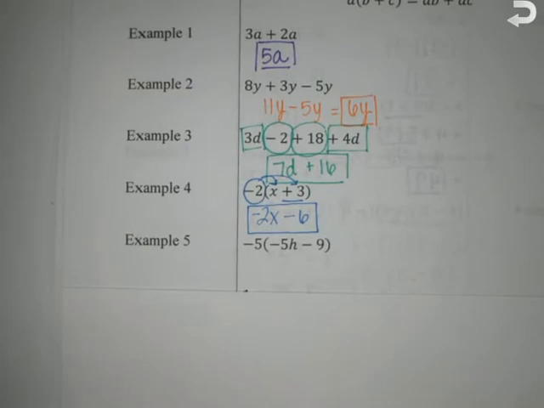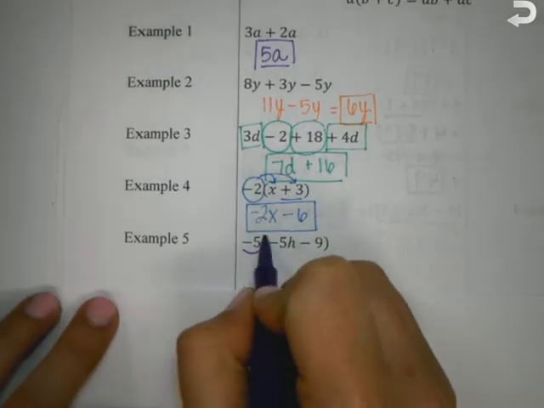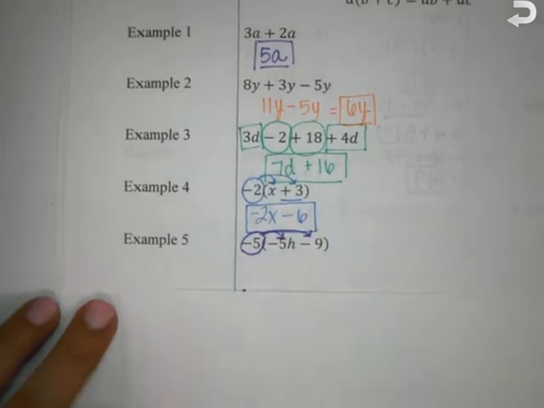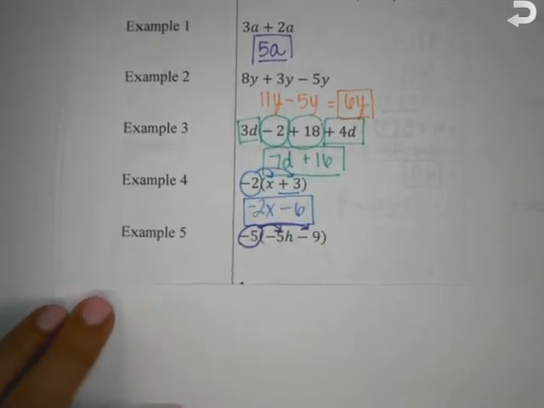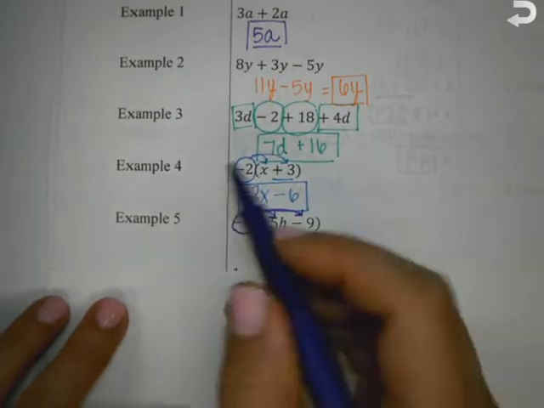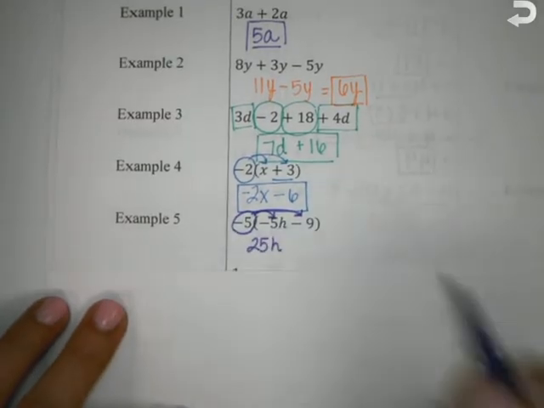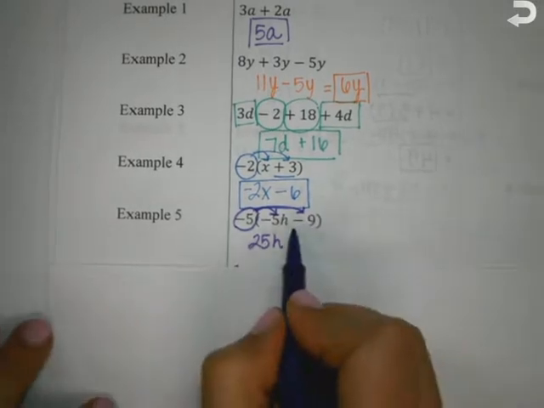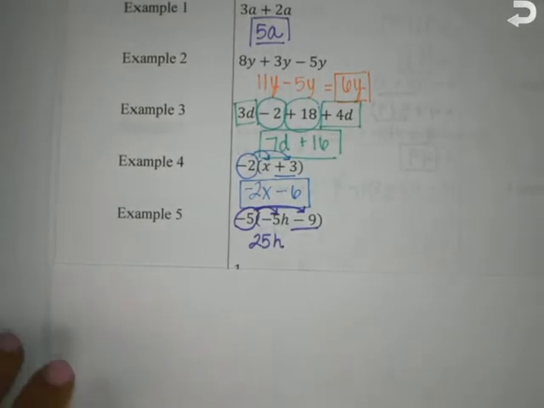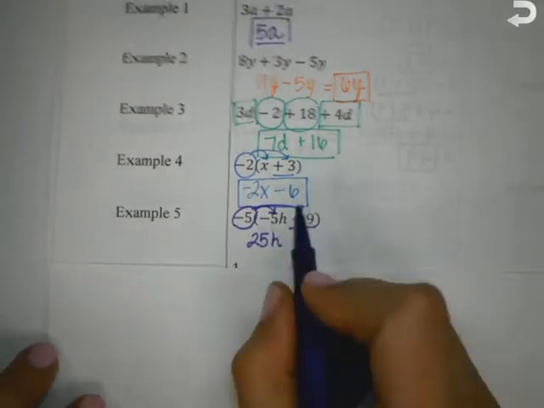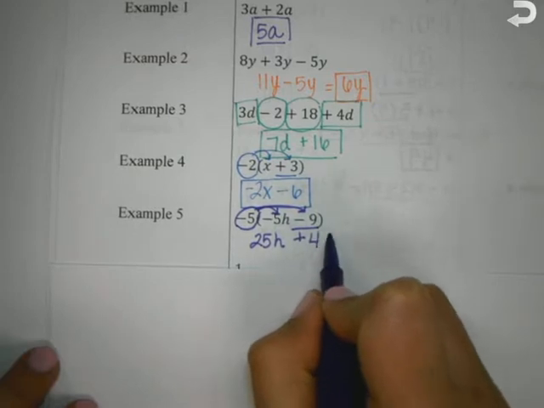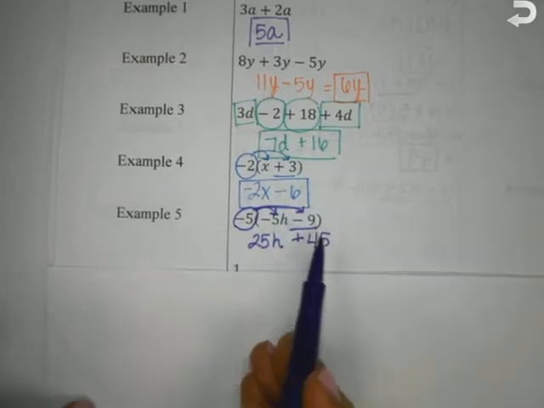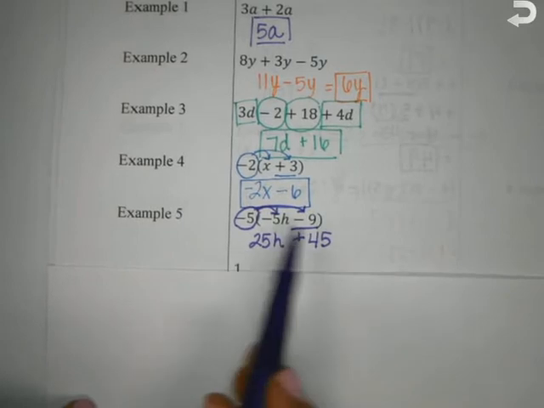Example 5. What do I do here? Distribute again. I'm distributing that negative 5 into the parentheses. Negative 5 times negative 5h. What does that give me? Positive 25h. Okay, negative 5 times what? Is this 9 positive or negative? It's negative. That minus is attached. So what's negative 5 times negative 9? Positive 45. Negative times a negative is a positive. Can I combine these two things? No, they are not like terms, so that's my answer.